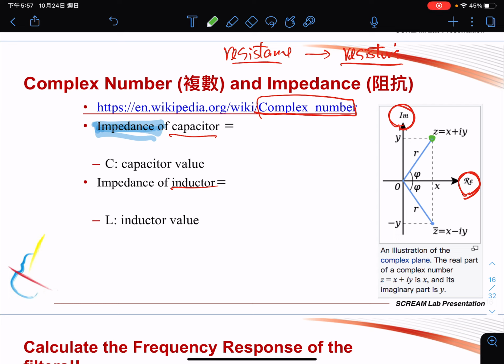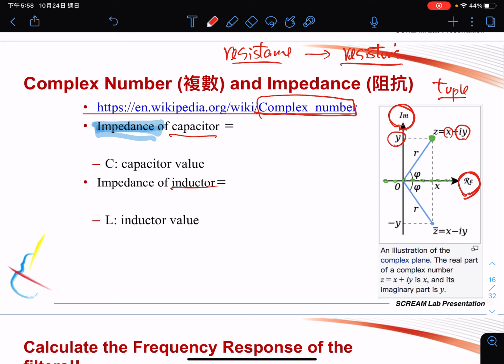If you have only the real part, then all the numbers will appear on the x-axis. But since now we have the imaginary part y, the way to represent the number becomes two numbers, or usually we call it a two-tuple, x and y. And why do we need a complex number?